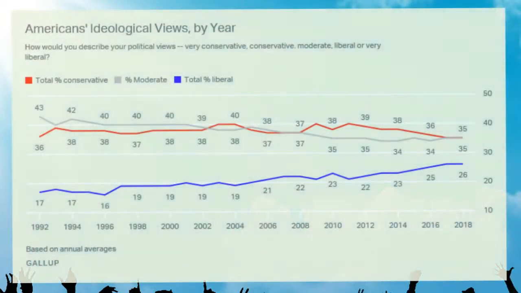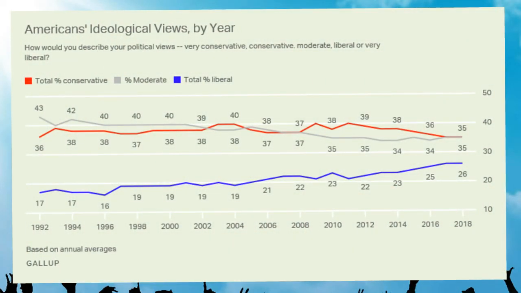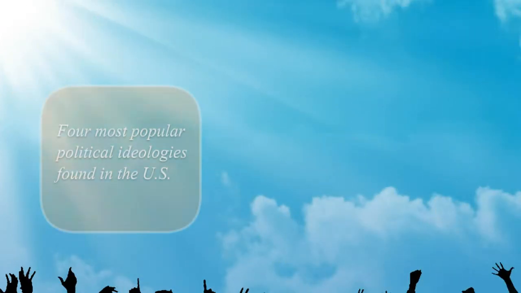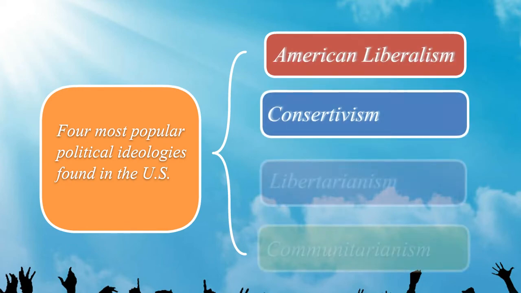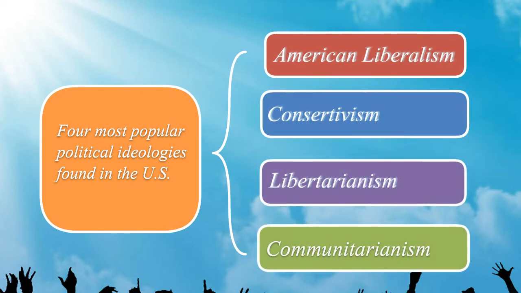Today, roughly 20% of Americans identify themselves as liberal, while over 30% identify themselves as conservative. The remaining 35% or more consider themselves moderate or independent. Clearly, the liberal-conservative dichotomy is not sufficient to include all ideological affiliations of all Americans. There are 4 common political ideologies found in the United States. They are American liberalism, conservatism, libertarianism, and communitarianism.